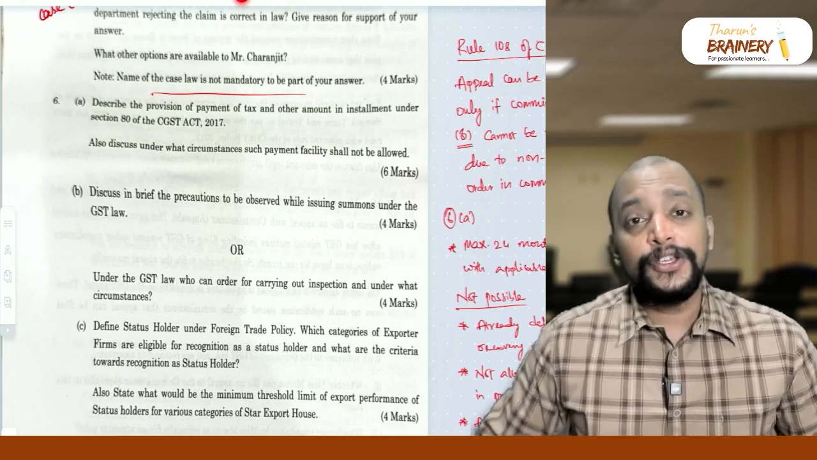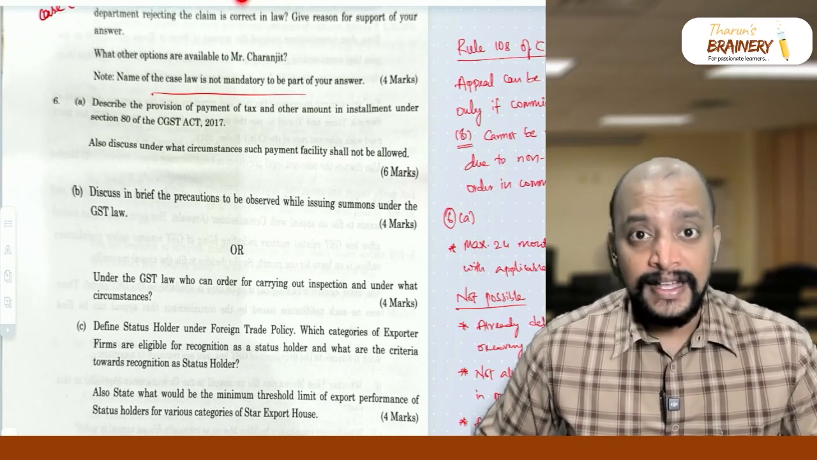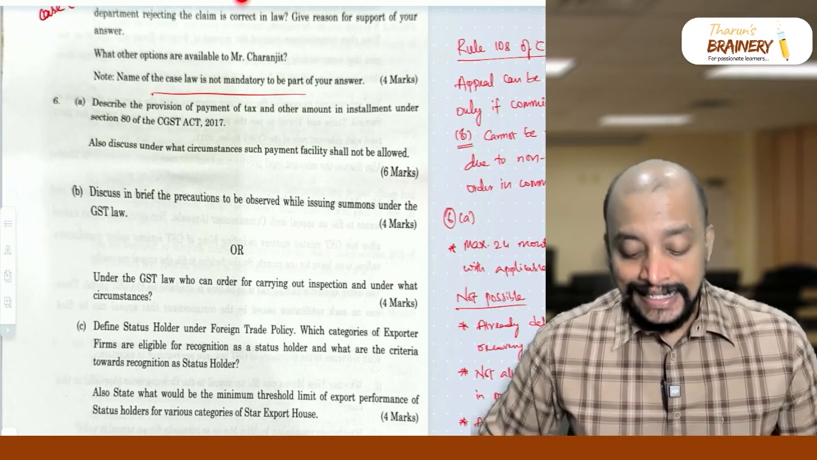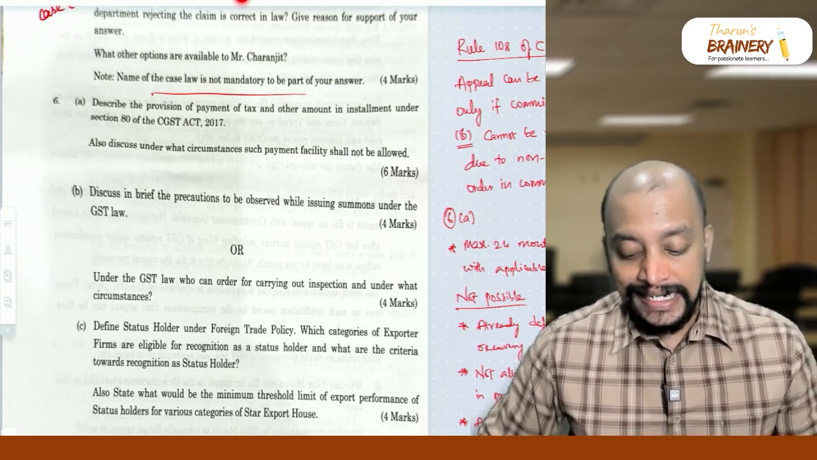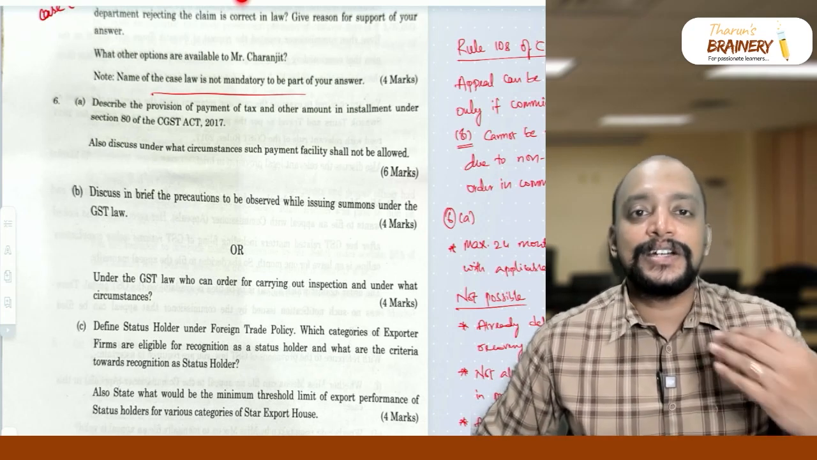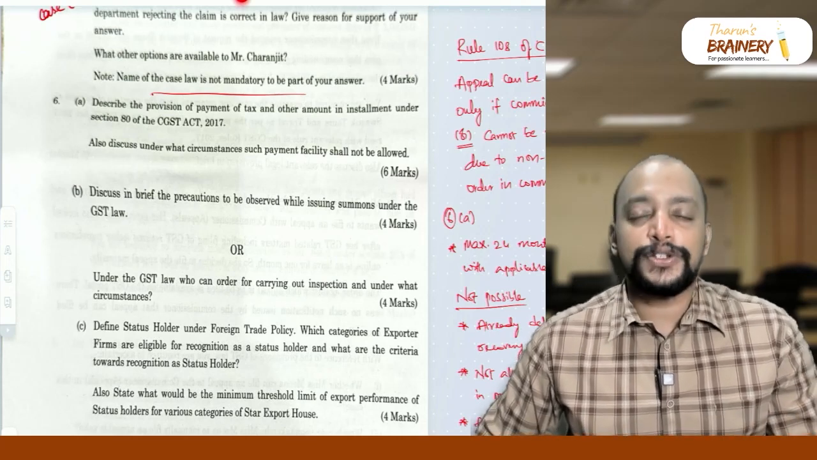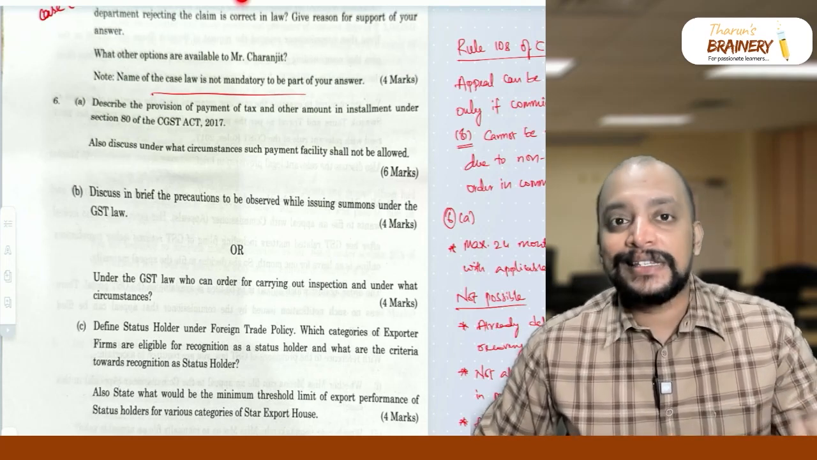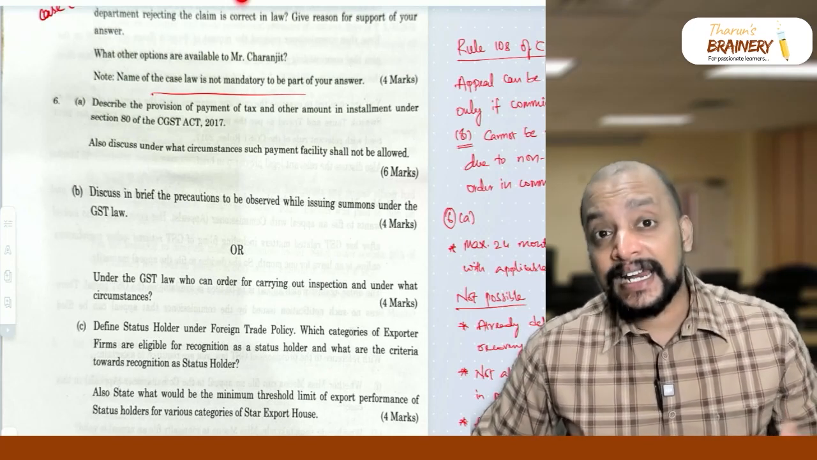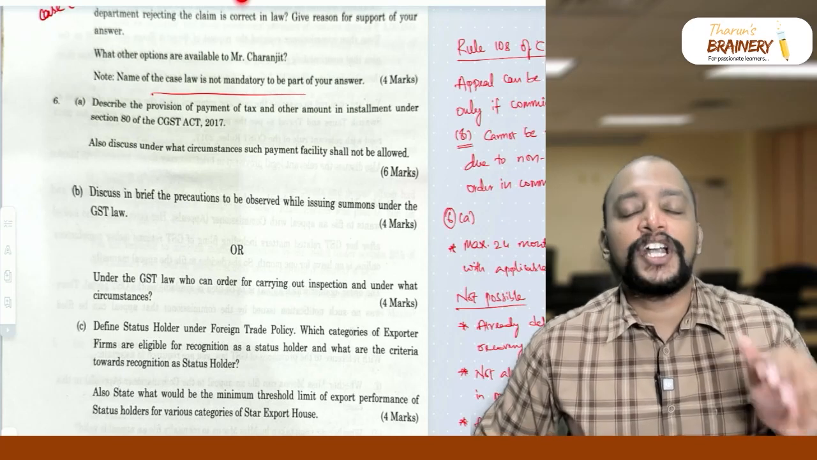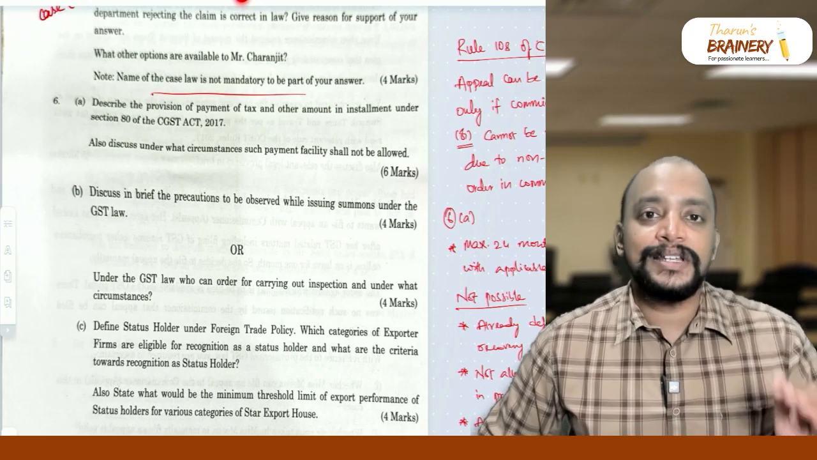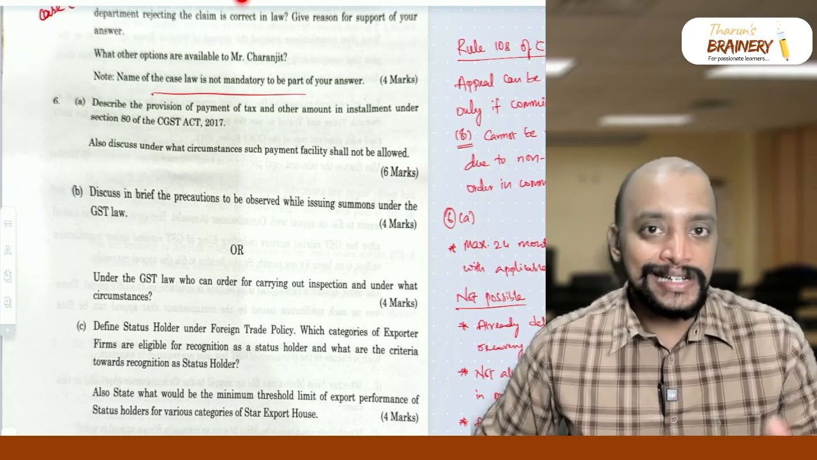Then sixth question, usually the theory question used to be easy, but this time the sixth question they have made it pretty difficult, because the first one, describe the provision of payment of tax and other amount in installment under section 80. That part we will know. So whenever there is a demand order under 73 or 74 or 76, we can make a request to the proper officer to make payment in installments, to pay the outstanding amount of the order in installments, and officer, if satisfied, can grant installment facility of maximum 24 monthly installments including the interest. So outstanding interest payable, that is, it is not like installment without interest, installment with interest.